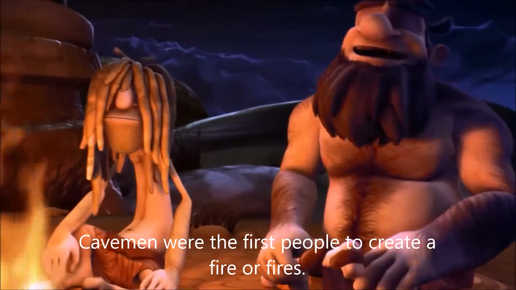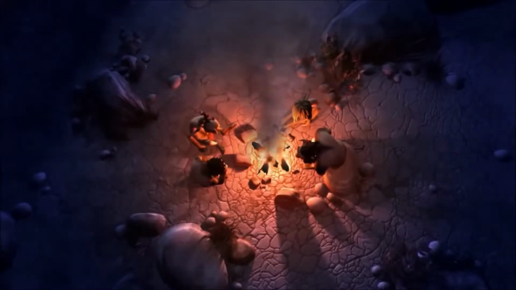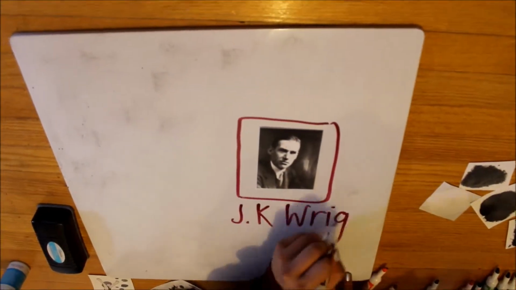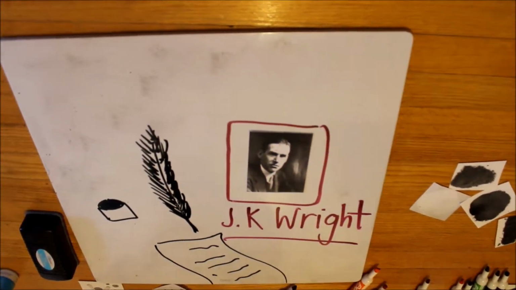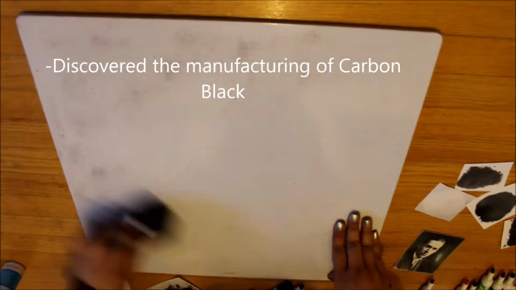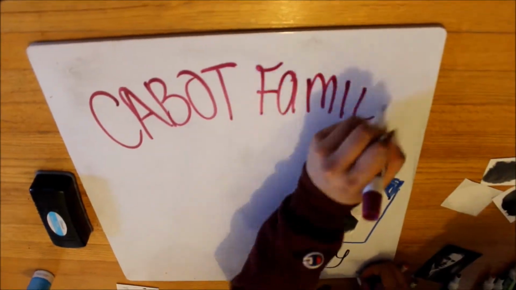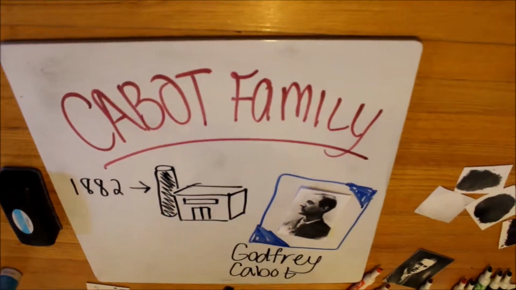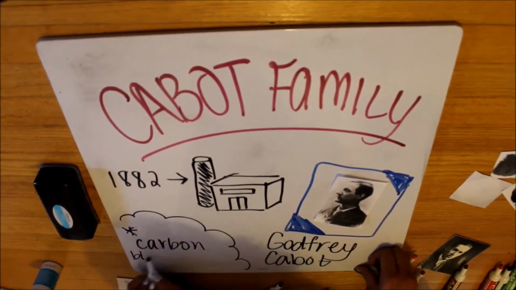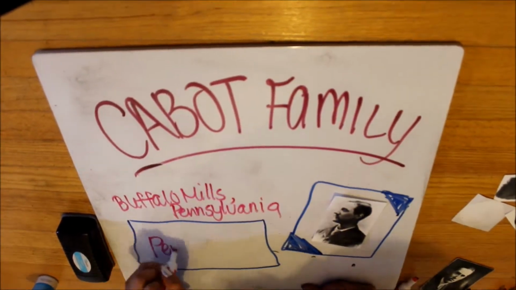And soon after, scientists researched more about it to realize that it's carbon black. J.K. Wright was a Philadelphia ink maker, and he manufactured the first production of carbon black in 1864, I mean. Godfrey Cabot and his family in 1882 were involved in the first production of carbon black. Soon after, they created their own carbon black plant in Buffalo Mills, Pennsylvania.